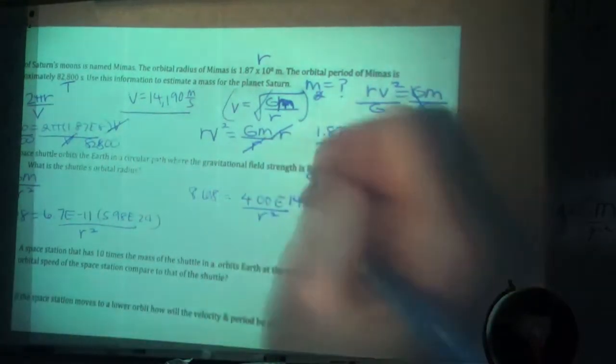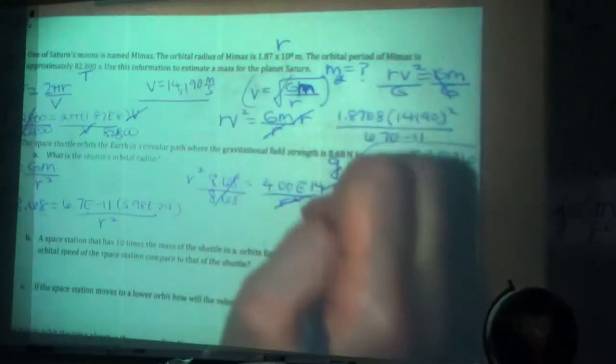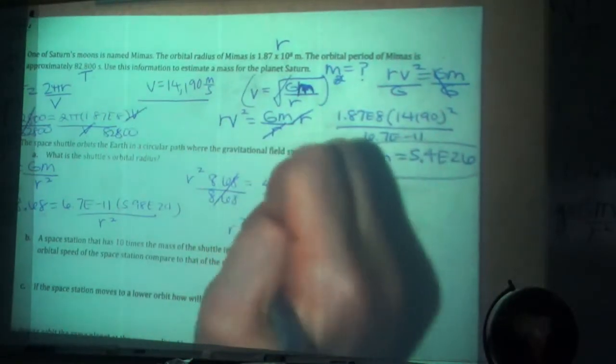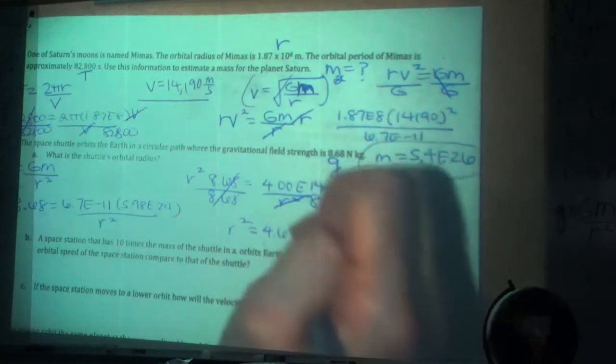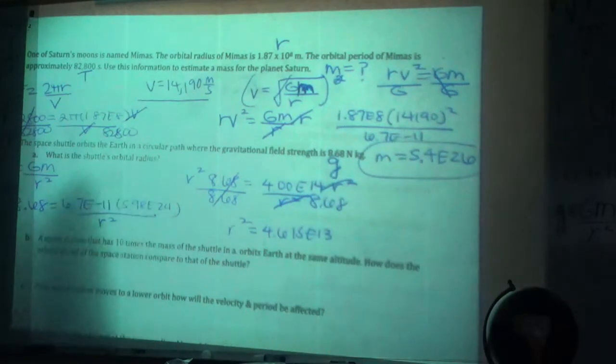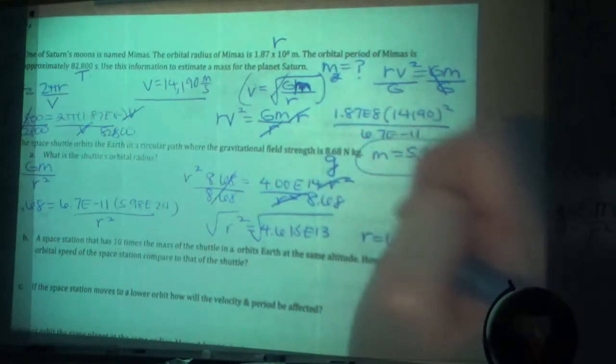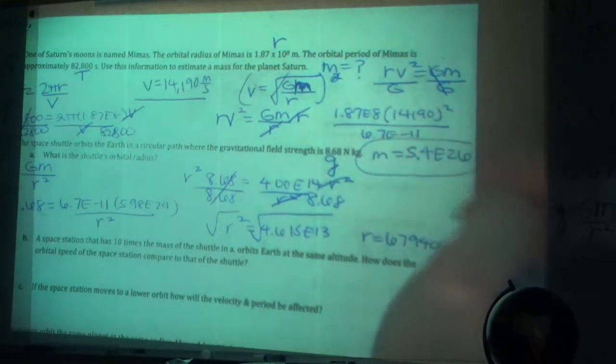Now, your unknown is on the bottom, so let's multiply that r squared up. And then to get r squared by itself, I divide the 8.68 over. That's going to give me r squared is 4.615e13. Not done, that's what r squared is. I want r, so I square root, and I'm going to get 6794040. And that's your radius.